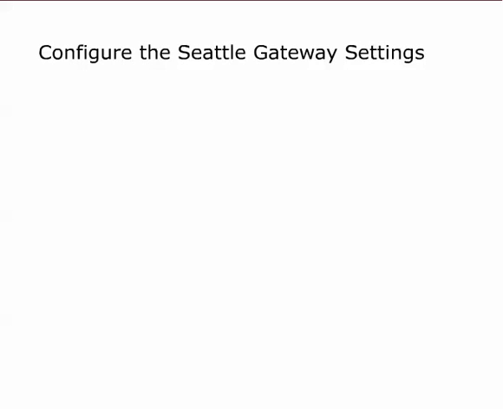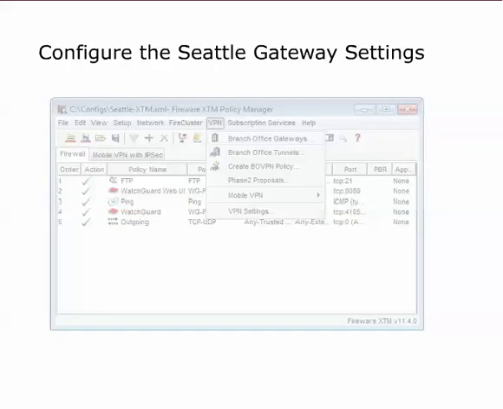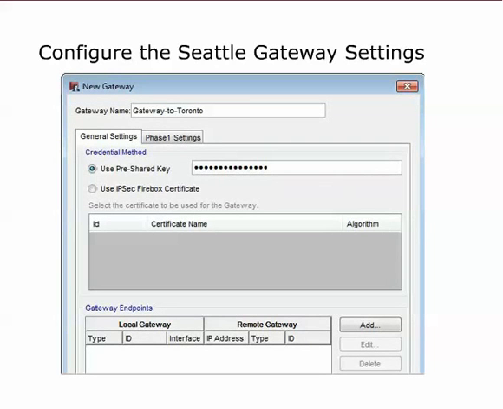To start, let's open the Seattle office XTM device configuration in Policy Manager. First, we need to add a gateway, so we select VPN, Branch Office Gateways, then click Add. On the General Settings tab, we type a descriptive gateway name. The gateway name is just used in the local configuration. It's not part of the tunnel negotiations. We also type the shared key.